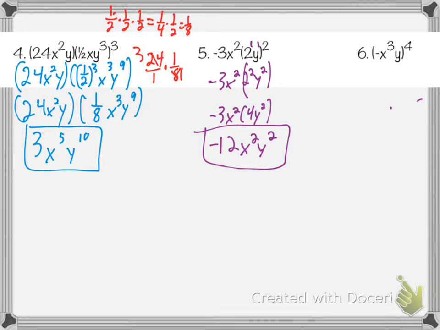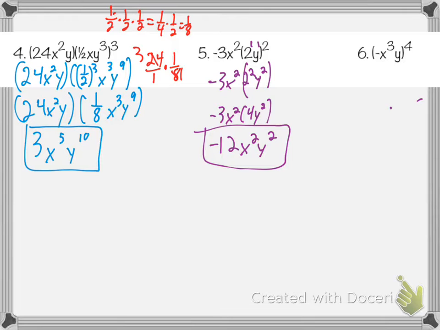I want you guys to try out number 6: negative x cubed y all being raised to the 4th. Can we do anything inside the parentheses right now? Nope. Can we do anything with the exponent of 3? Nope. What can we do something with? The exponent of the 4. We're going to distribute that to the exponents inside.